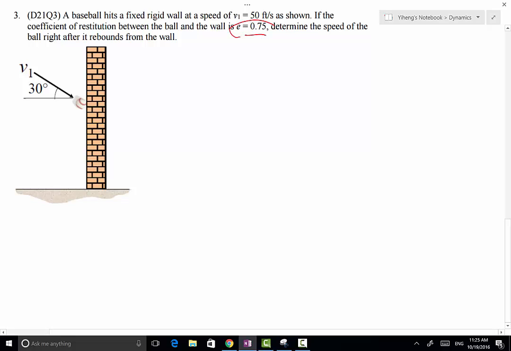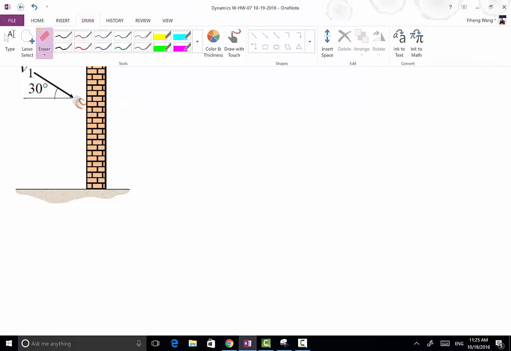However, we still have this relation that we can use because the wall is fixed, which means that before and after the collision, the velocity of the wall is always 0. That's very important. Because the collision only occurs along this line, we need to resolve the velocity of the baseball into x and y components.